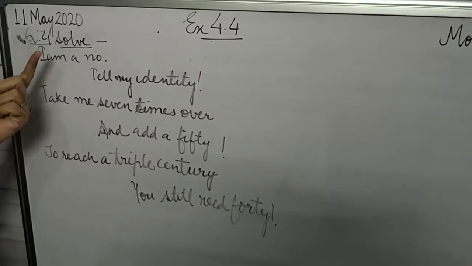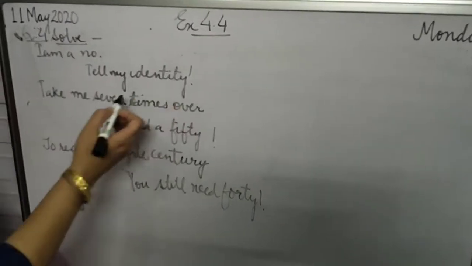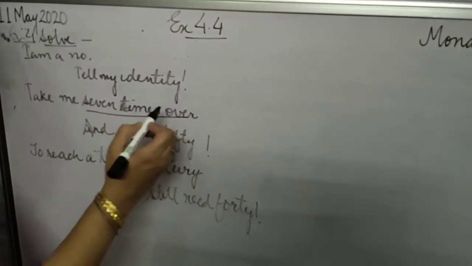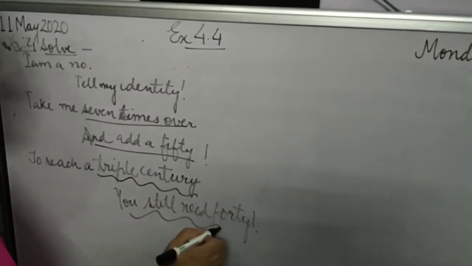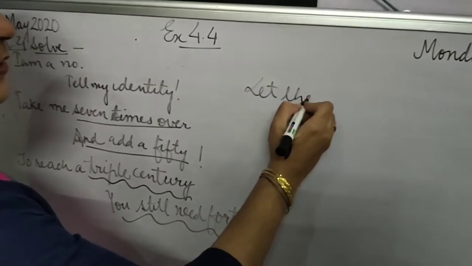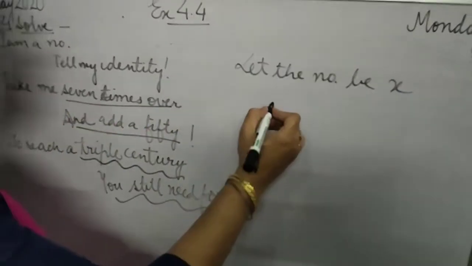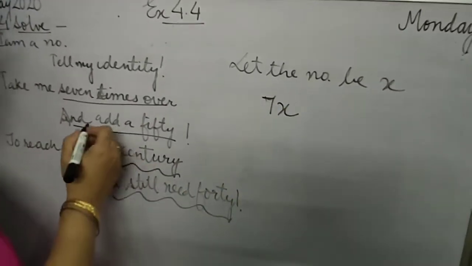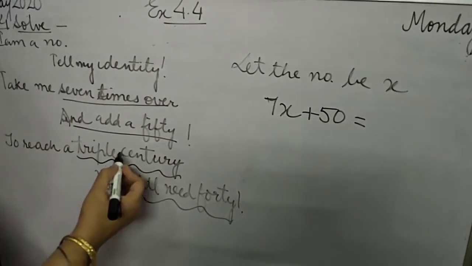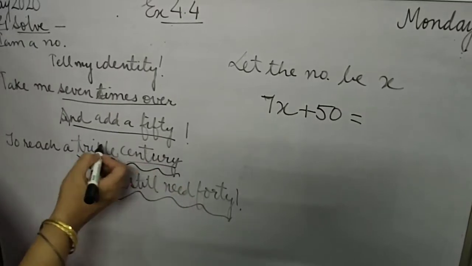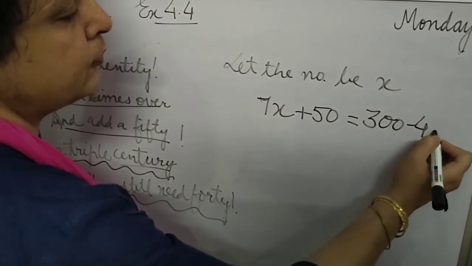Now question number 4 is an interesting riddle. Solve this riddle. I am a number. Tell my identity. Take me 7 times over and add a 50. To reach a triple century, you still need 40. Let the number be x. Take me 7 times over means 7x and add a 50. Now what will that be equal to? To reach a triple century, century means 100, triple century means 300. You still need 40. That means 40 short of a triple century.